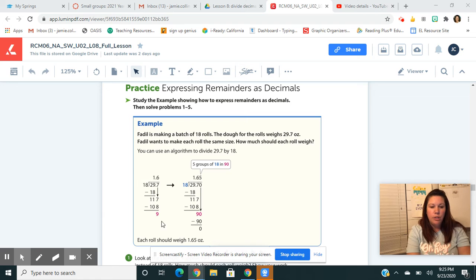So if you were to just divide it the standard algorithm way, you get a remainder. What they're saying here is instead, extend it by adding a zero after the decimal. When you do that, it now becomes 90, and you can divide 18 into 90, which gives you no remainders. Because again, we don't want any remainders when we're dividing.